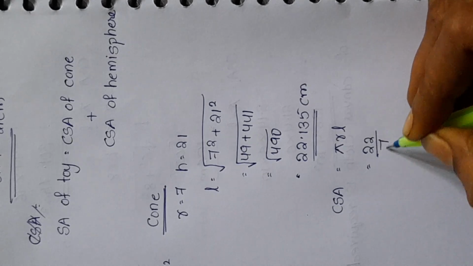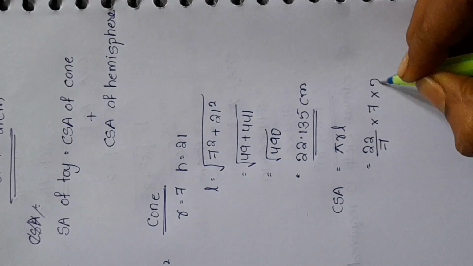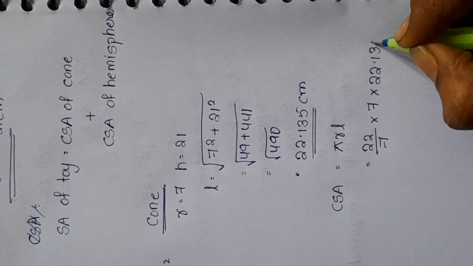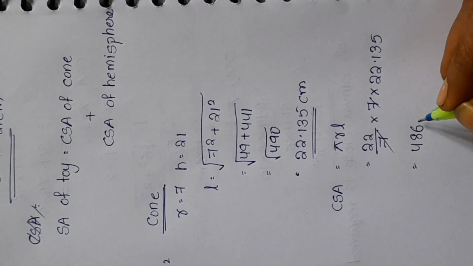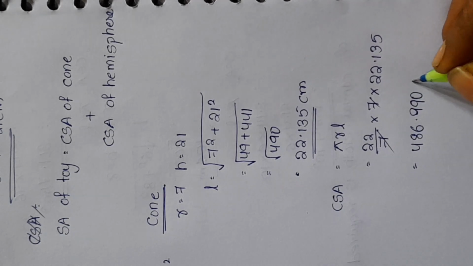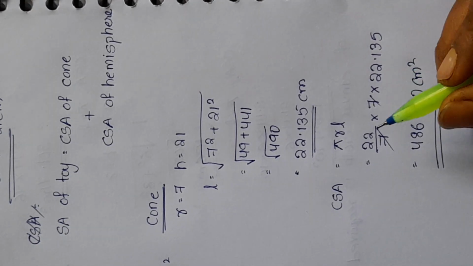Now the curved surface area formula is pi r L. 22 by 7, r value is 7, L value is approximately what we got, 22.135. On multiplication, we get 486.990 centimeter square, which is the curved surface area of the cone.